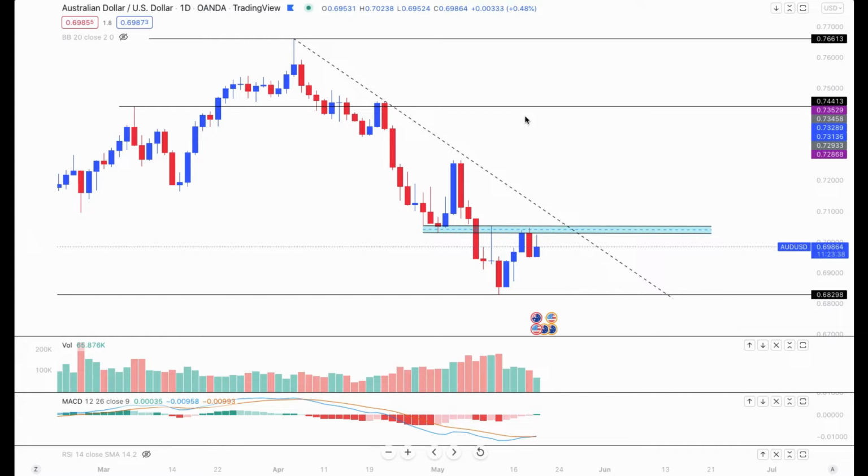I am the Vortex Trader, and today we are going to be having a look at the Australian dollar versus the US dollar on the 4-hour time frame. We had a fantastic order block play out, and I want to go over how you can learn to spot these trades.